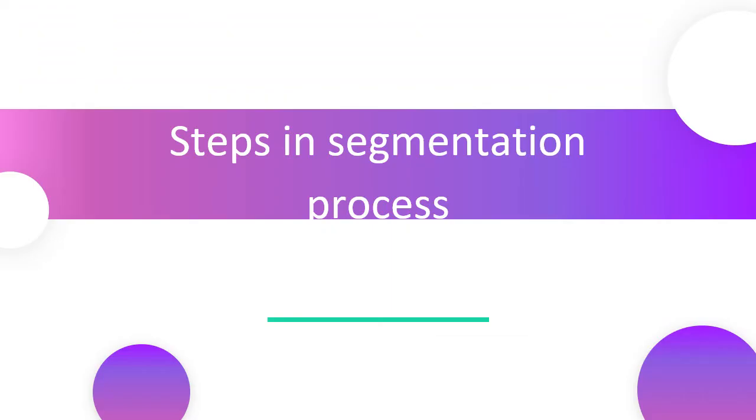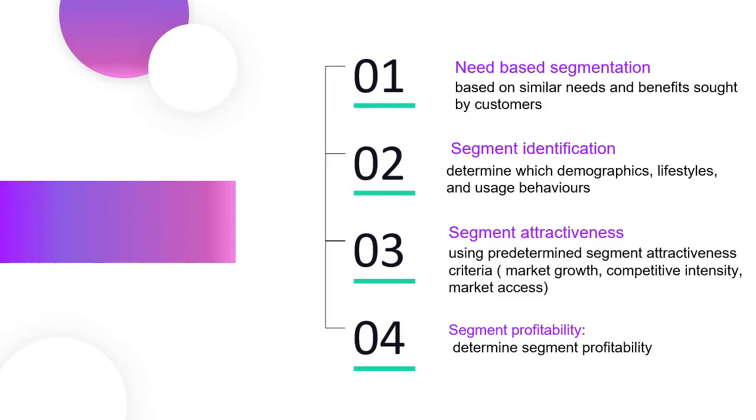And the next one is steps in segmentation processes. There are 7 steps. The first one is need-based segmentation. Group customers into segments based on the similar needs and benefits sought by the customers in solving a particular consumption problem. And the second one is segment identification. For each need-based segment, determine which demographics, life cycles, and usage behaviors make the segment distinct and identifiable.